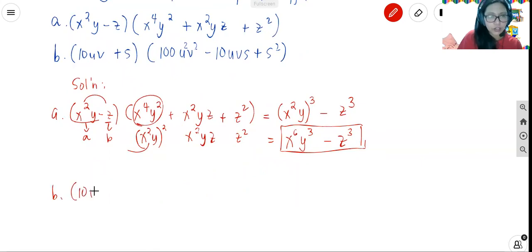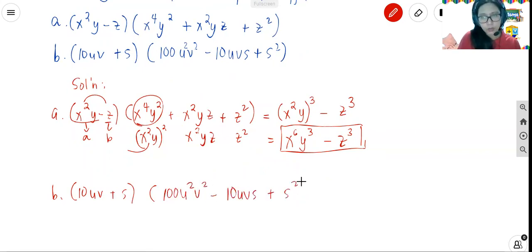Next, we have (10uv plus s) times (100u squared v squared minus 10uvs plus s squared). So we're dealing with plus here. So according to the pattern, that's plus, minus, and then plus. So that's correct. Let's look at the first term. This is our A, this is our B. So 10uv, 100u squared v squared. If we can express this one as (10uv) quantity squared, that will still give us 100u squared v squared. So it reflects the first term, that's a squared.